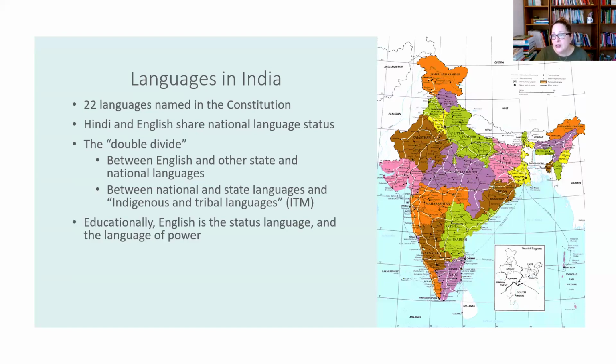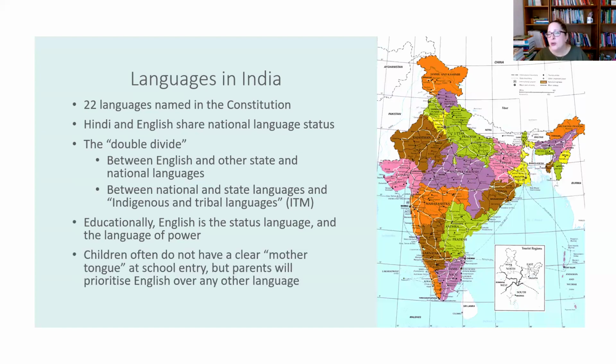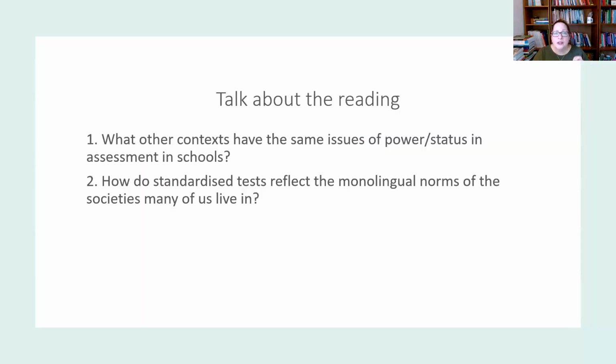Because educationally, English is the status language and the language of power. And children often don't have what we would consider to be a clear mother tongue or a clear home language at school entry, but parents will prioritize English over any other language in an attempt to give their child the best future. And so it's quite an interesting article in terms of the issues around power and status of language and assessment, and how being a speaker of certain languages disempowers you from the way the school system assesses, or being a speaker of certain languages empowers you in terms of assessment.